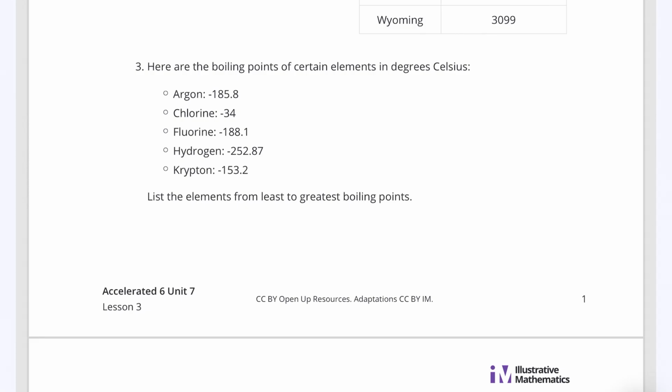Here are the boiling points of certain elements in degrees Celsius: argon, chlorine, fluorine, hydrogen, and krypton. List the elements from least to greatest boiling points. So the lowest boiling point would be hydrogen at negative 252.87. Then we would have fluorine, negative 188.1.